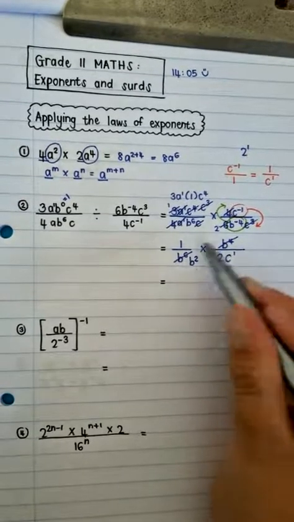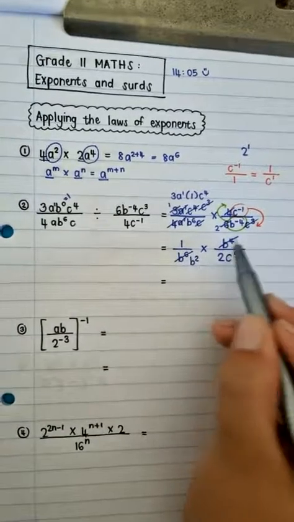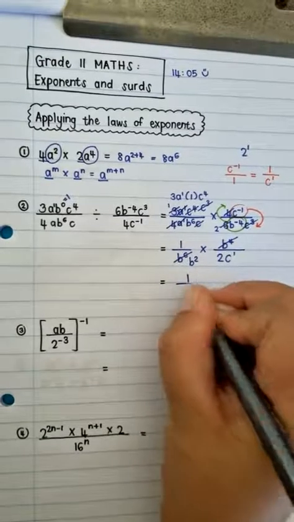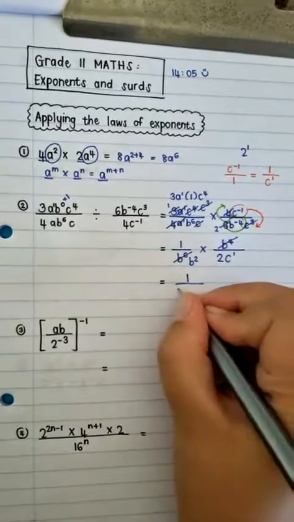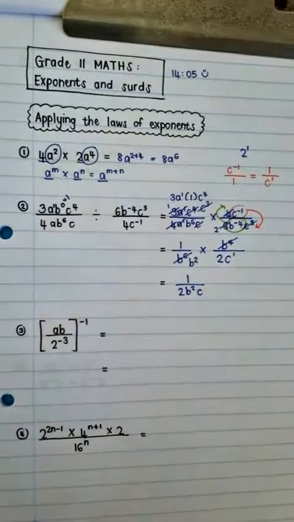Right, now we've cancelled everything out that we can, so let's just write this as a final answer. At the top, notice we only have a 1. At the bottom, we have a 2, we have b squared, and we have c.